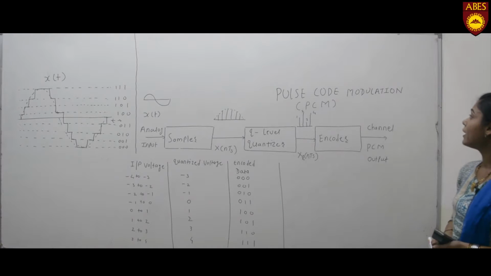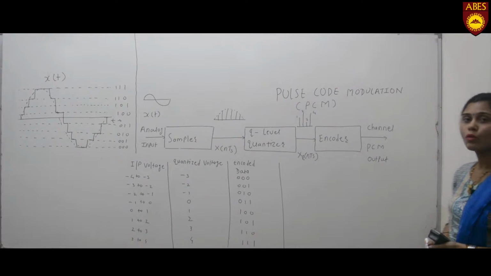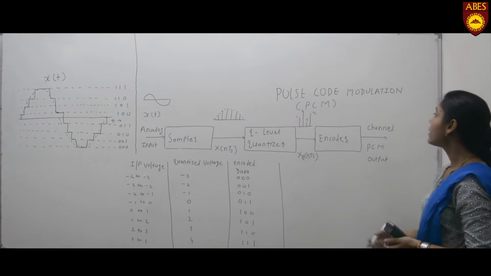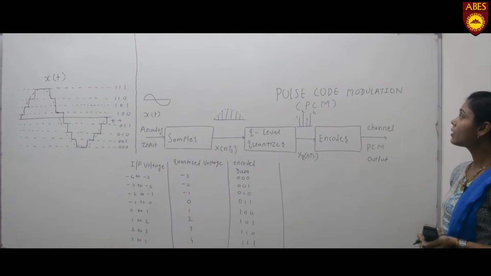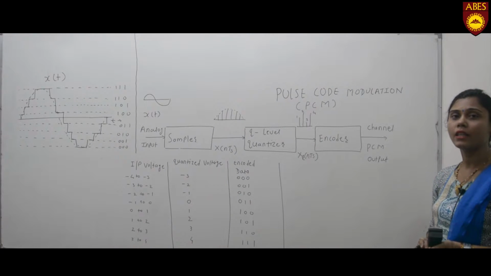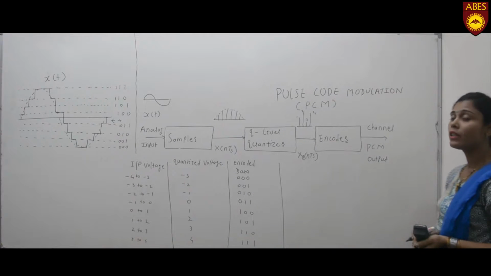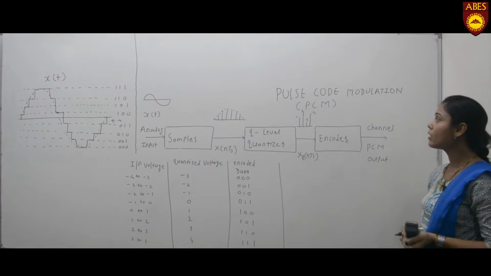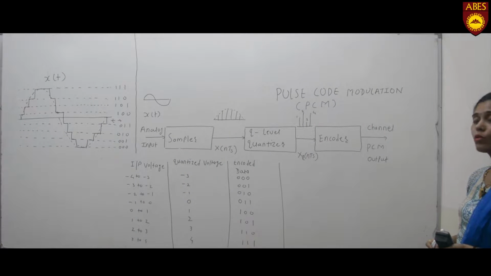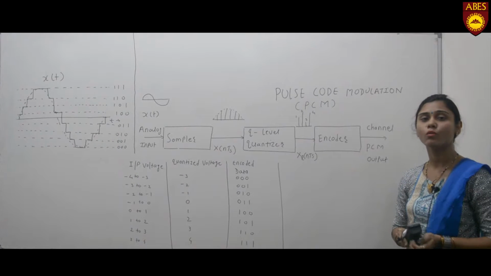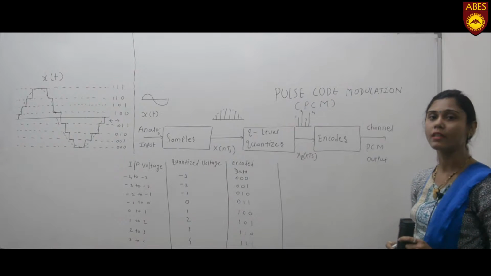Hello, my topic of discussion is pulse code modulation. Now, what is this pulse code modulation? This pulse code modulation is nothing but one analog to digital conversion technique which is used in your digital communication system. Now see, there are various pulse code modulation techniques which are used to convert the analog signal into a digital one.